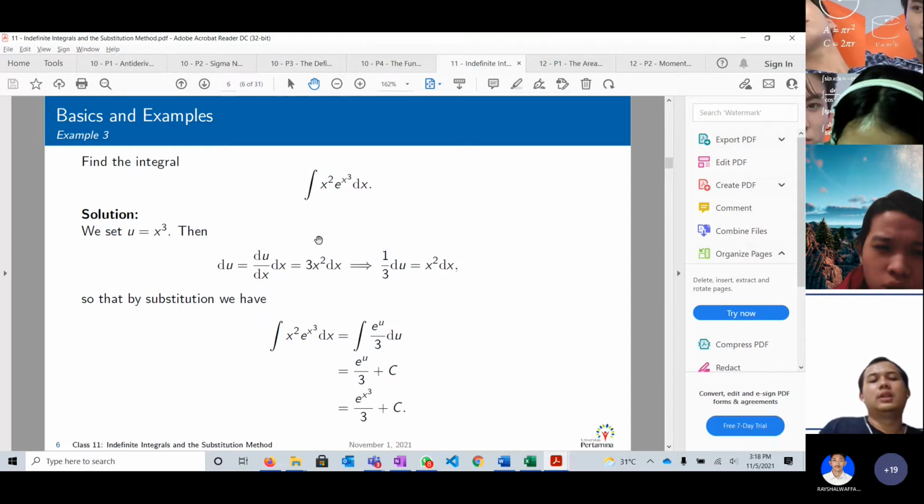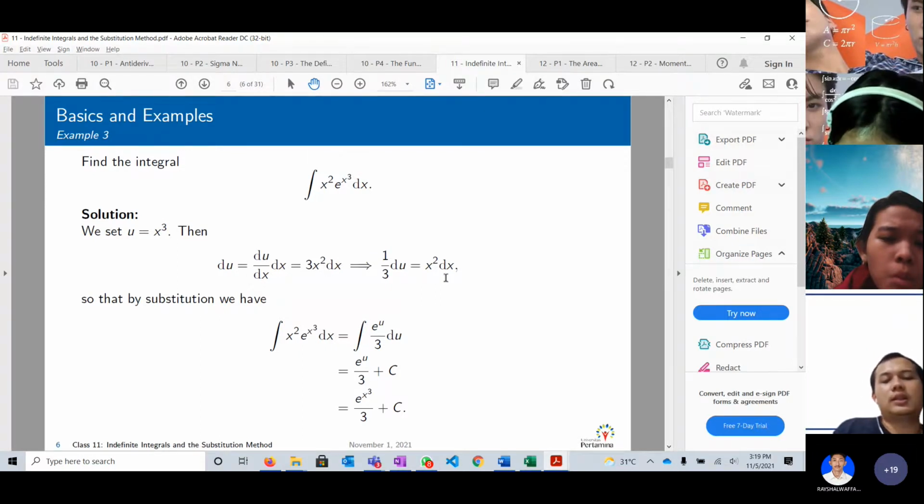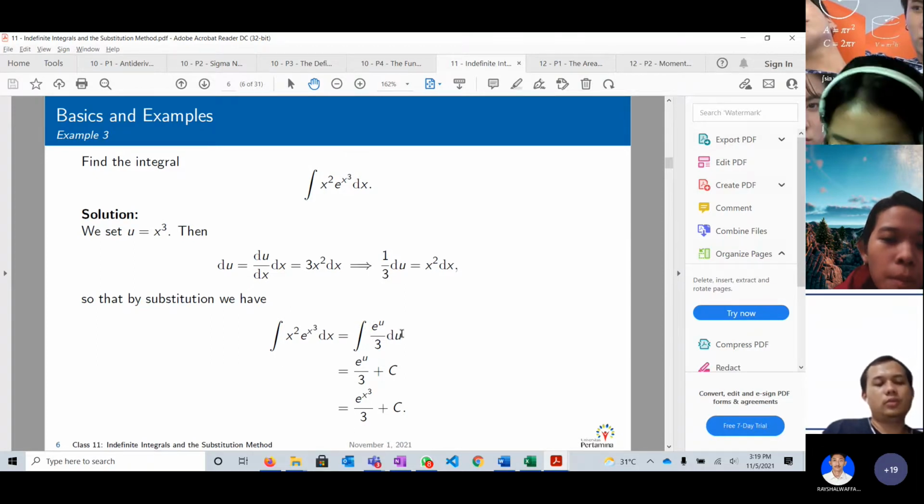For this one, we substitute u to be x power 3 because du is 3x squared dx, so that x squared dx is equal to du over 3, 1/3 of du. Now the integral becomes the integral of e power u over 3 du. The integral of e power u is still e power u. Then in this case, the integral is e power x power 3 over 3. Is it clear for this one?